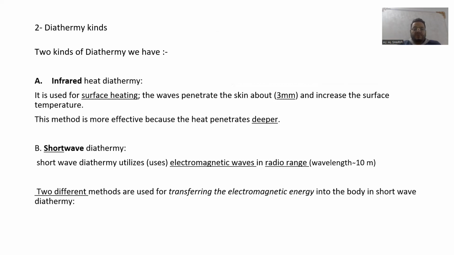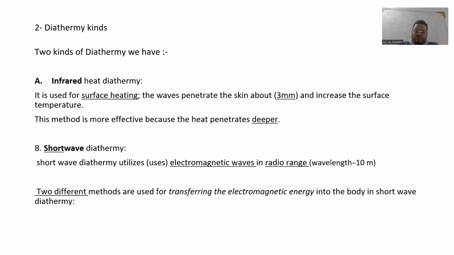Like I said before, there are two kinds of diathermy: infrared and shortwave. Let's start with infrared. Infrared diathermy is used for surface heating. The wave penetrates the skin about 3 millimeters and increases the surface temperature. The method is more effective because its heat penetrates deeper. That is a good reason to prove it's better than conductive heating.